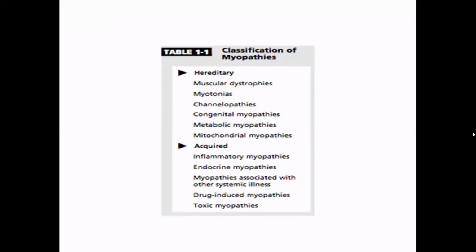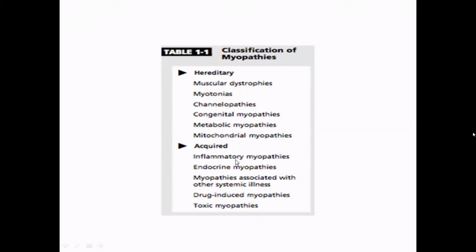So, what might be the causes of hereditary myopathies? It might be due to muscular dystrophies. Everybody of you has already heard the names of Duchenne's and Becker's muscular dystrophies. Likewise, there are other muscular dystrophies which are causes of hereditary myopathies. Similarly, myotonias, channelopathies, congenital myopathies, metabolic myopathies, mitochondrial myopathies. And in acquired, the disease can be inflammatory myopathy. So, at the top of the acquired myopathies comes inflammatory myopathy.